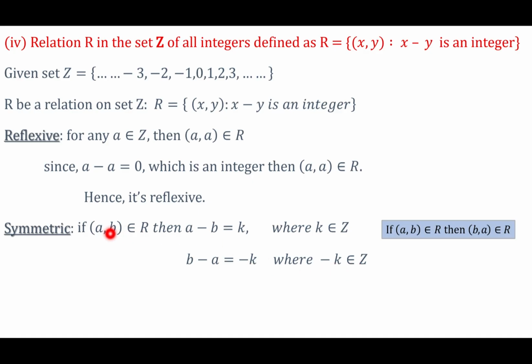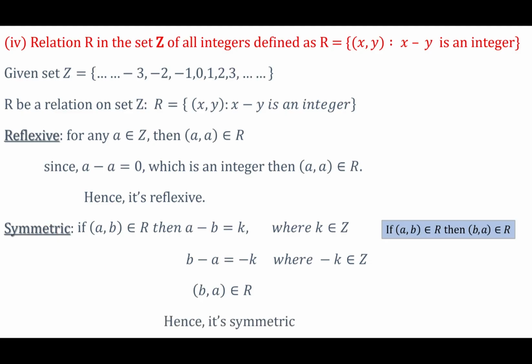So if (a, b) belongs to R, then a minus b equals k, and b minus a is equal to minus k, which is also an integer. So (b, a) also belongs to R, which means this relation satisfies the symmetric condition.